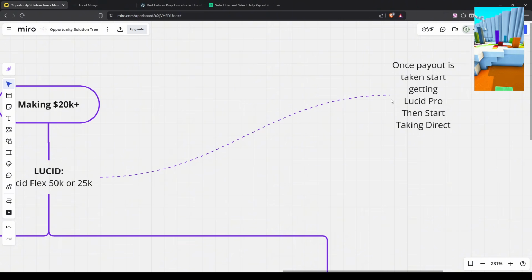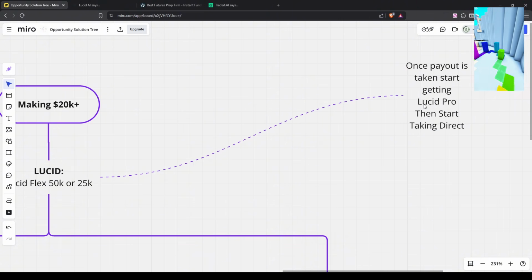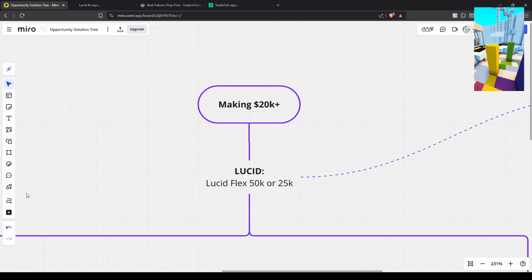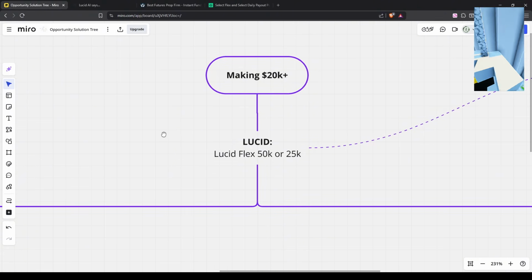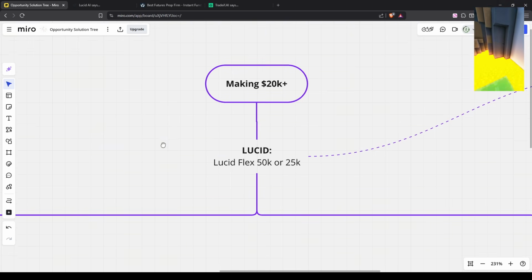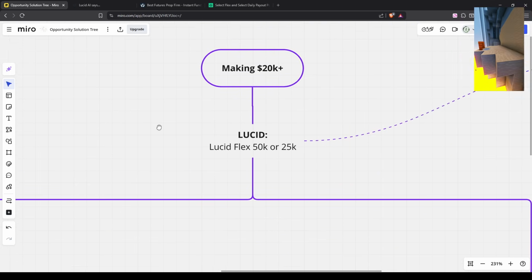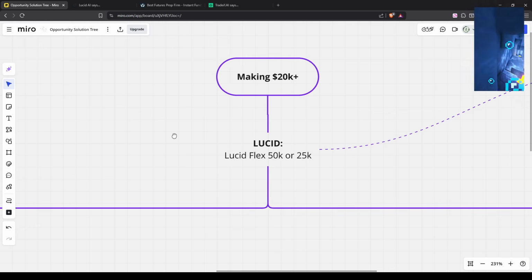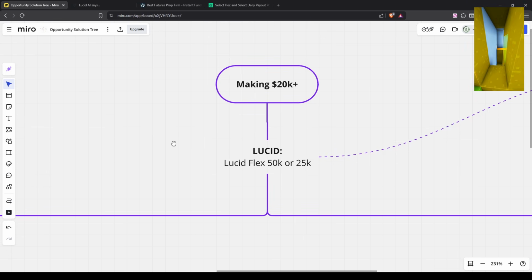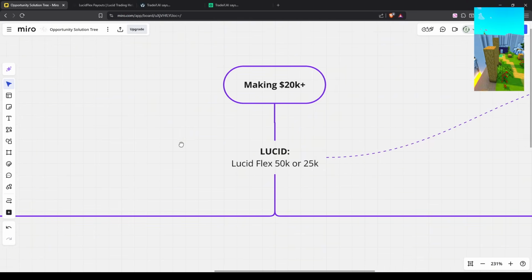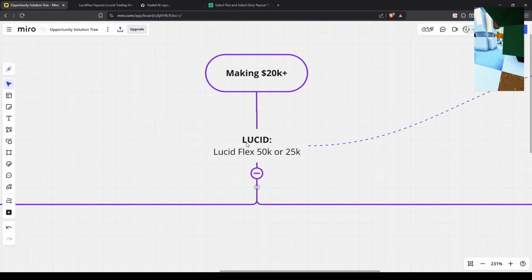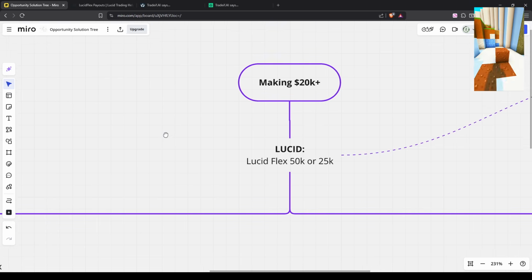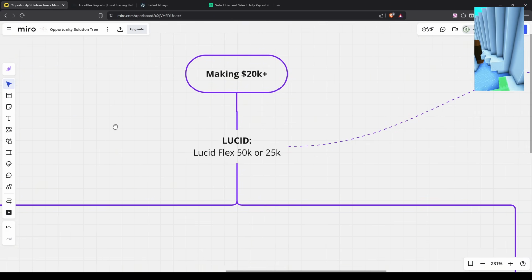Honestly, I'm not a fan of them, but Lucid Pro is slightly more expensive, but it's much easier to maintain them, because with Lucid Flex accounts there is a problem: after you take a payout, the drawdown shifts to your initial balance plus 100, and it's really not easy to maintain after you take a payout. But we need to take payouts just to get more accounts. So you start with either 1 or 5 Lucid accounts, you take a payout, you get more Lucid accounts, and you take a payout again. Once this is done, you switch to Pro accounts.